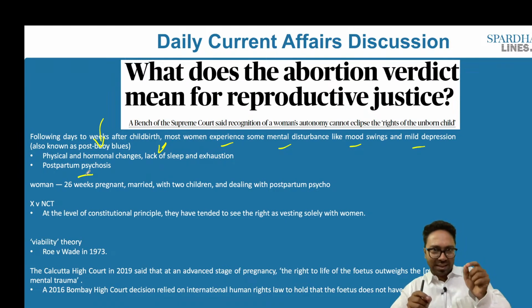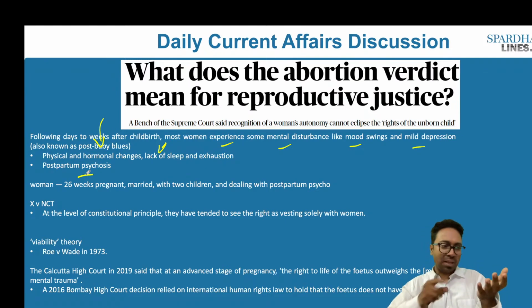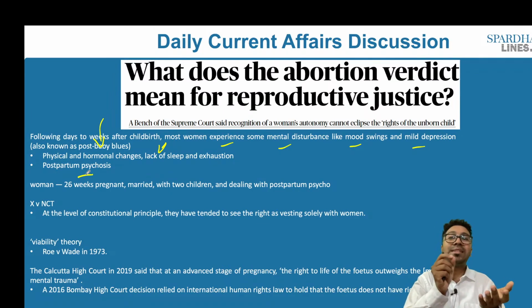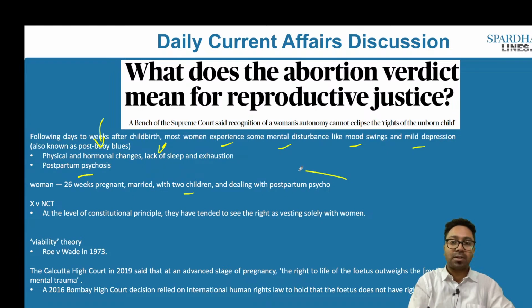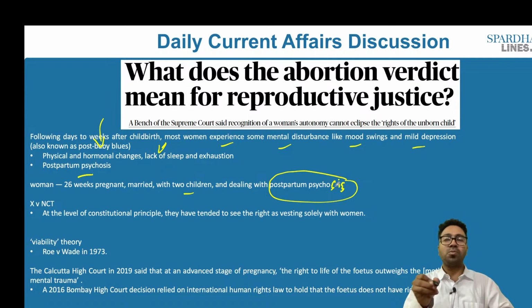So in this particular instance, what we have is a woman. This woman happens to be 26 weeks pregnant. She is married and she also has 2 children, and was dealing with postpartum psychosis. So under this particular case, what exactly happens? There is a woman who was suffering from postpartum psychosis.